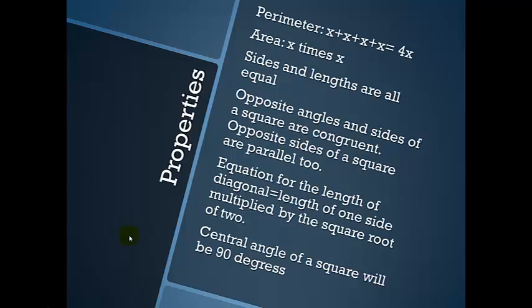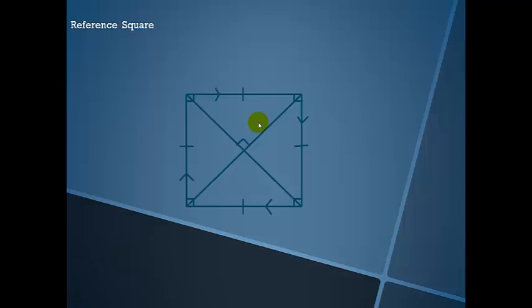Going back, where's my mouse? Come on. There we go. See? Opposite sides are all parallel. All sides are equal. All of the interior angles are 90 degrees.